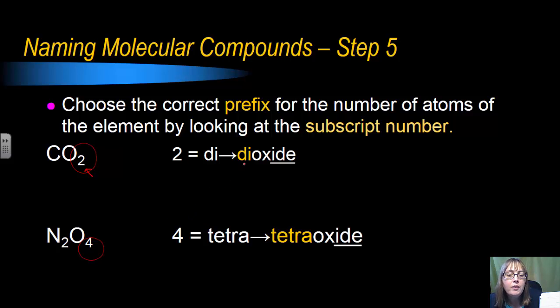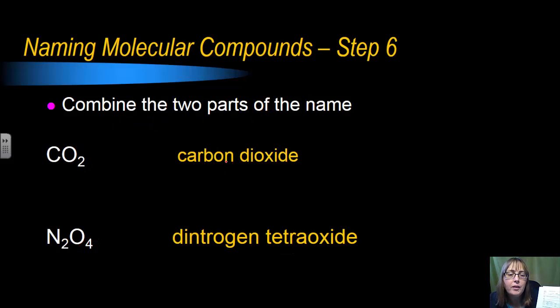So there's 2 of them. So 2 is di. And here there's 4. So we go back to looking at our chart, and we know that, according to our chart, 4 is tetra. So let's put both of these together and come out with a full name.